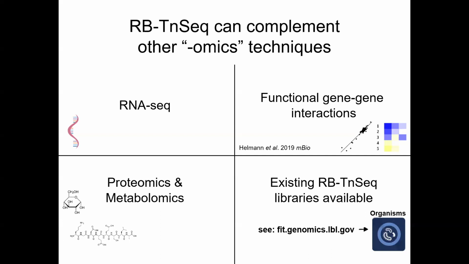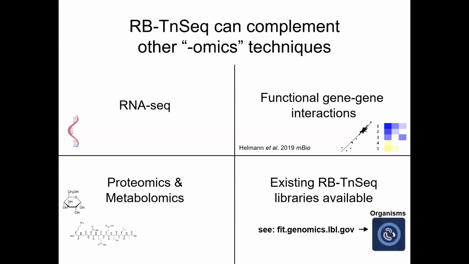As Paul mentioned in my introduction, the global fitness profiles can be compared to protein and metabolite measurements. I think this is currently a very underutilized method, but it probably comes down to some of the difficulties with the current tools available for actually making those protein and metabolite measurements. And finally, if this methodology sounds interesting to you, it's really easy to use if the libraries are already constructed.